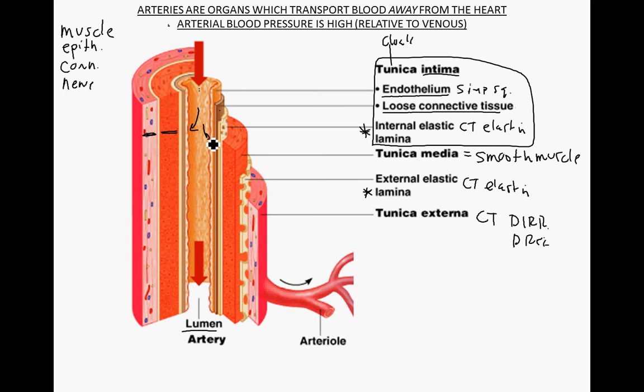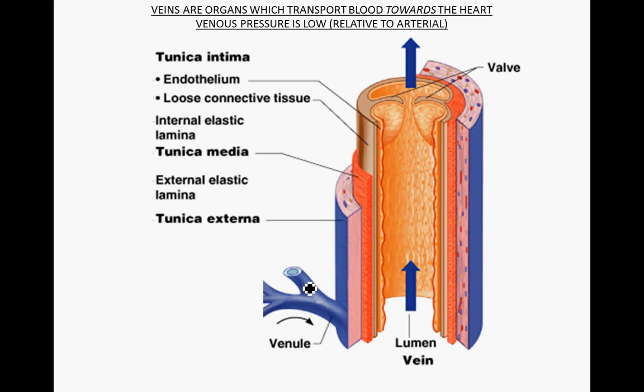Okay. As these arteries branch, they get smaller and smaller, and they form arterioles. So an arteriole is simply a smaller artery. And again, this arrow here is away from the heart, into the systemic or into the pulmonary circuit. Let's contrast that now with a vein.